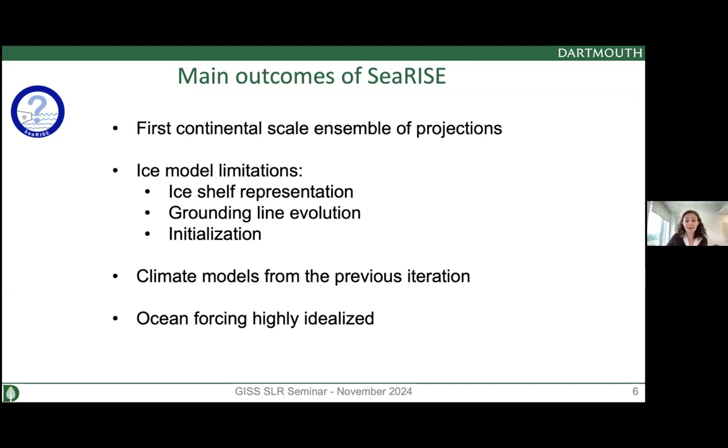We saw also that the climate models were from the previous iteration, the CMIP, the Coupled Model Intercomparison Project, so CMIP-4, and the ocean forcing was really, really highly idealized. What was the result of all of that? Well, the IPCC AR5 could not take these kinds of projections into account. And so it was based on extrapolating observations and expert simulation, but no physical models were included. And so we've come a long way from that.